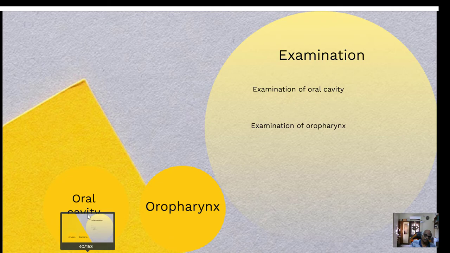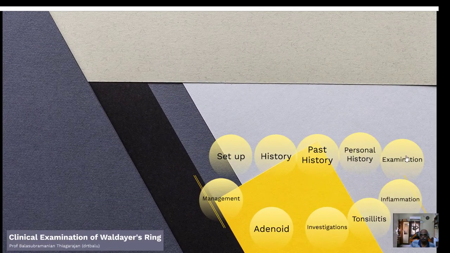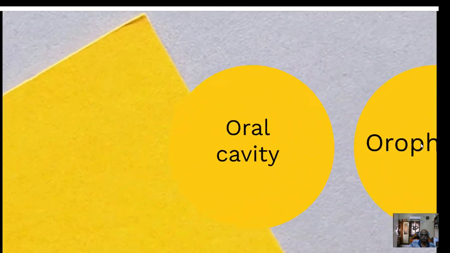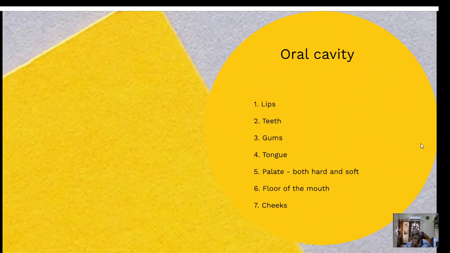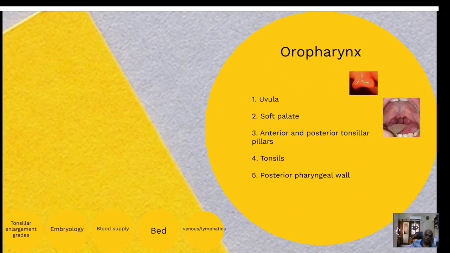Now, let us go to the oral cavity. These are the areas of the oral cavity which your examination should focus on: lips, teeth, gums, tongue, palate, both hard and soft palate, floor of the mouth, and cheeks. Now these are the areas of the oropharynx which you need to focus on. One is the uvula, number 2 is soft palate, anterior and posterior tonsillar pillars, palatine tonsils, and posterior pharyngeal wall.